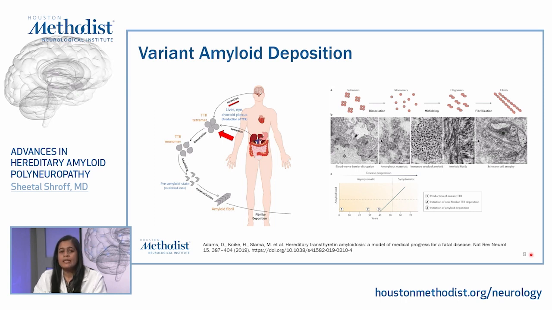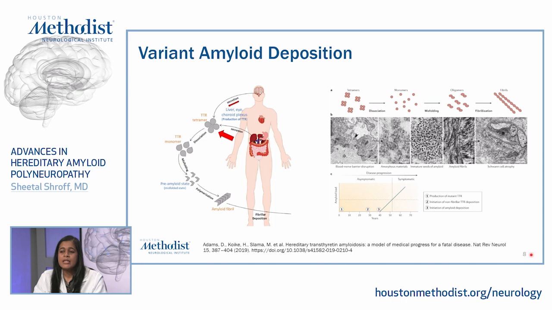Most of the protein is synthesized in the liver, although a small amount is produced in the choroid plexus, in the brain, and the retinal cells. TTR protein circulates as a soluble tetramer in the peripheral blood and CSF. Under normal conditions, it transports retinol, or vitamin A, and thyroxine.